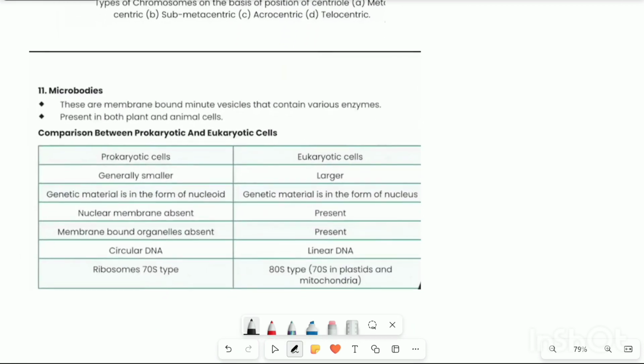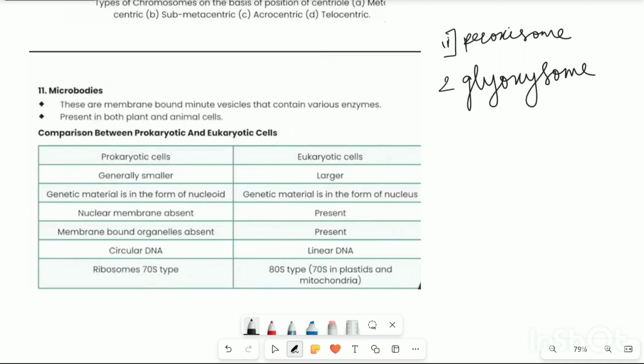Next are microbodies. These microbodies are membrane-bound minute vesicles which contain various enzymes. Various types include the first, peroxisome, second, glyoxysome, and third, we can say, cellulosome.